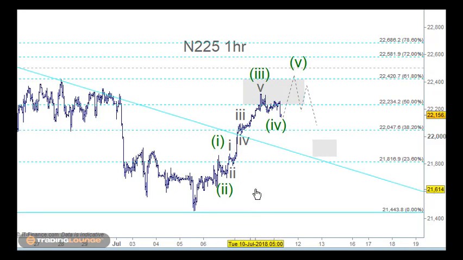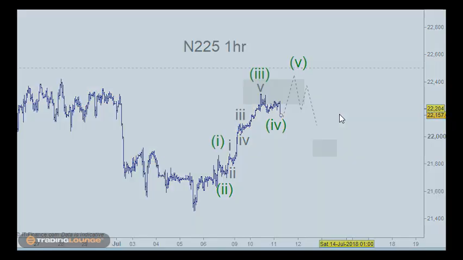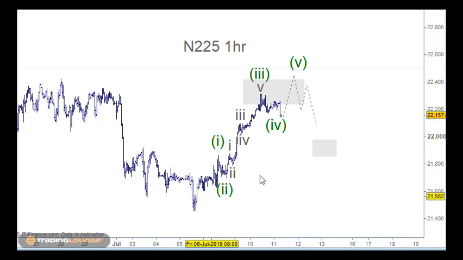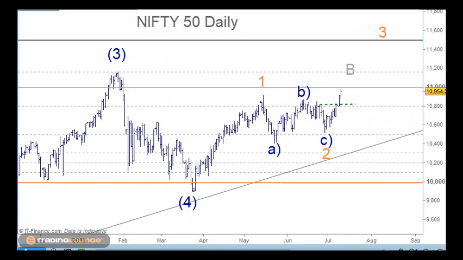So let's see that play out first, shall we? And then we'll pick that up. So yeah, a little bit unexpected. So now I need to just gather some more information. And the Nifty here.